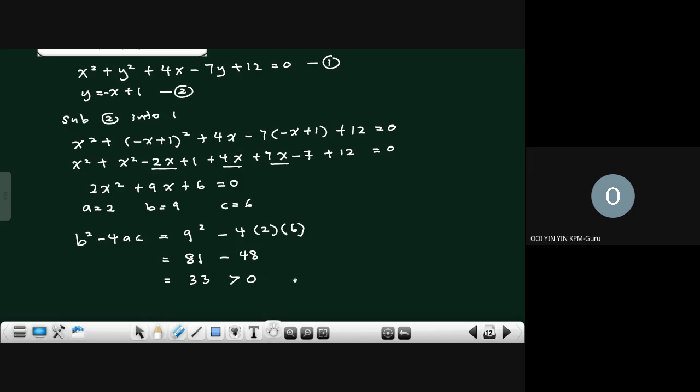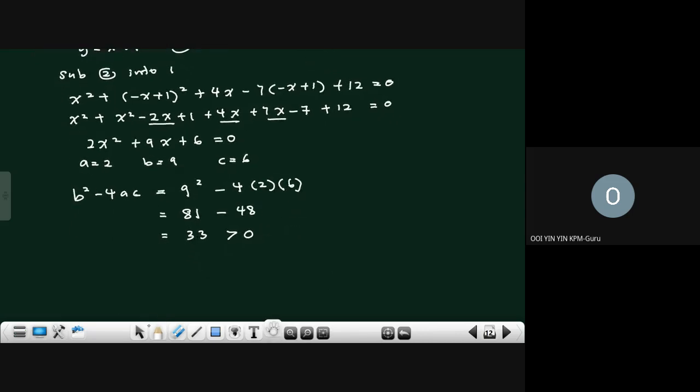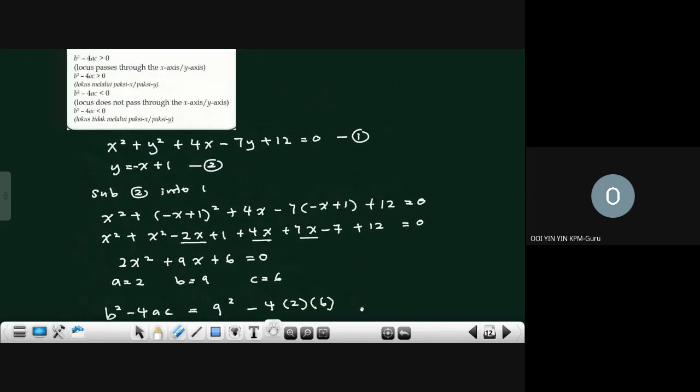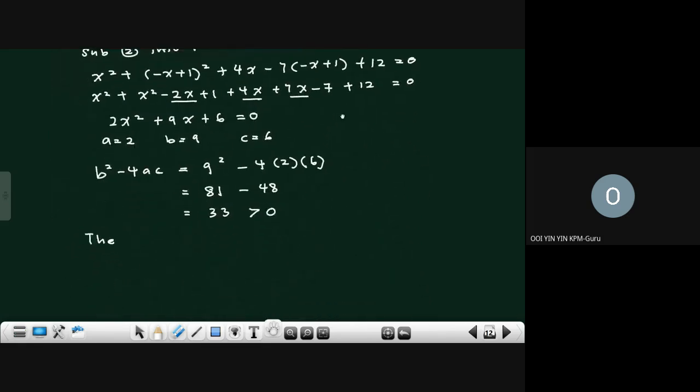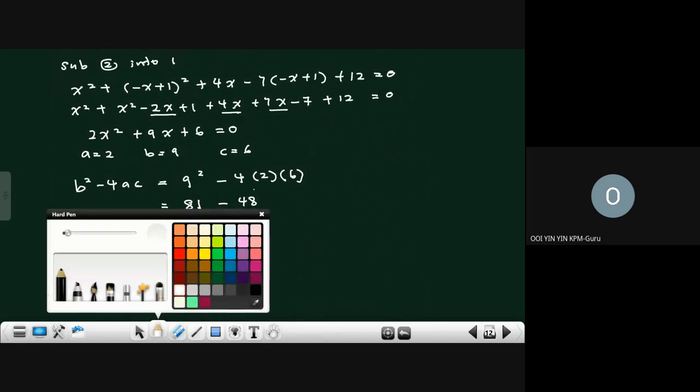So what conclusion can we make here? Means the locus greater than 0, that means it passes through, right? Intersect, right? Okay, you know how to answer it? Repeat the question. Determine whether the locus intersects with the straight line or not, right? So you write back, okay, the locus intersects with the straight line. Yeah, just like that. I have to finish the sentence.